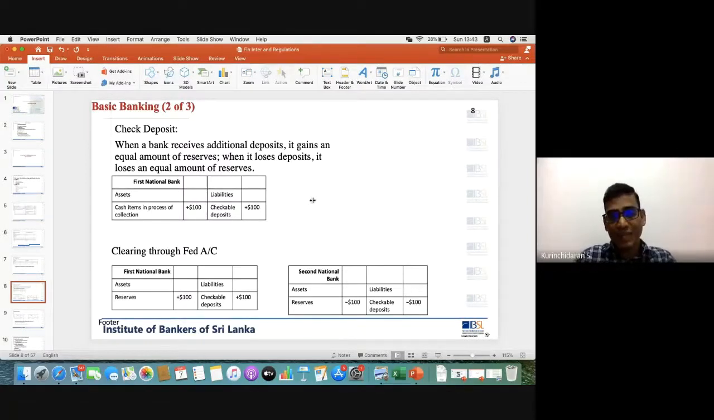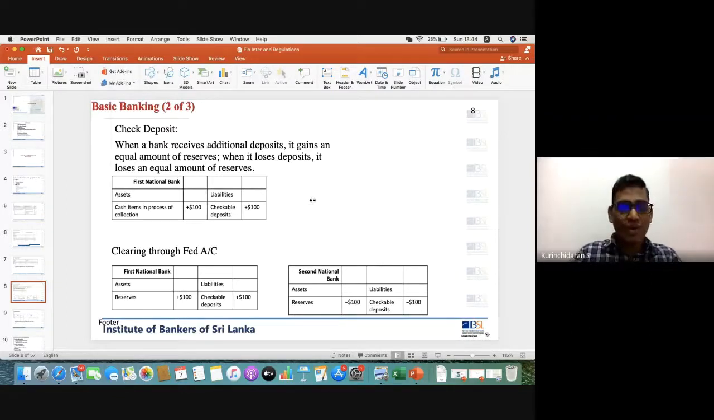What will happen to Second National Bank first? Their checkable deposits are going to decrease by $100 because the fund has been transferred to First National Bank. At the same time, that would be cleared through reserves. Reserves, as I mentioned, can be cash or balance with the central bank, right? So that also declined by $100. Now the check is cleared. So now First National Bank's checkable deposit account would increase by $100 and its reserves also would increase by $100.